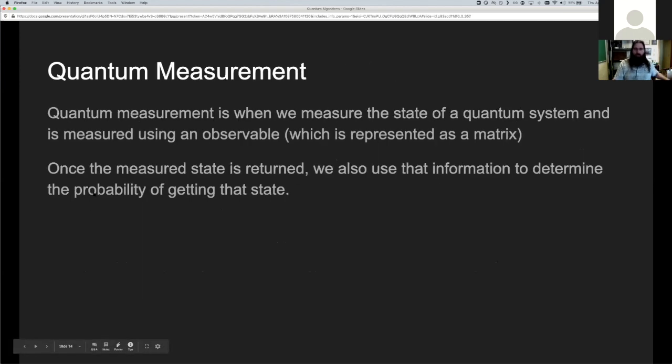And then quantum measurement is how we actually measure it, but it's typically represented as a matrix called an observable. So we have an observable crafted to a specific state that we want to measure, and then in the mathematical piece, we apply the matrix to that, and then we get, hopefully, what we're looking for within a certain probability.